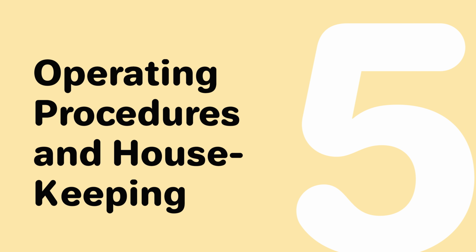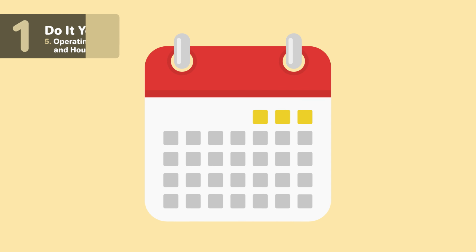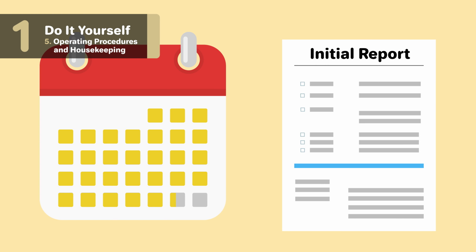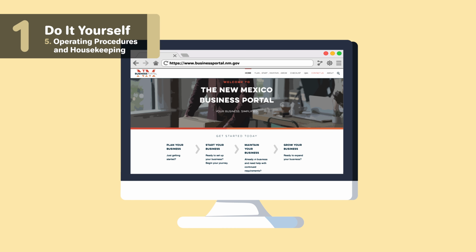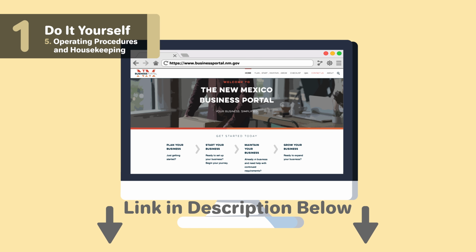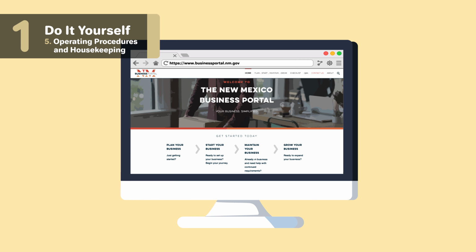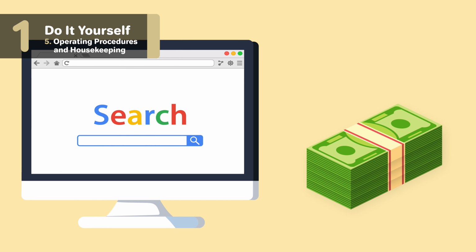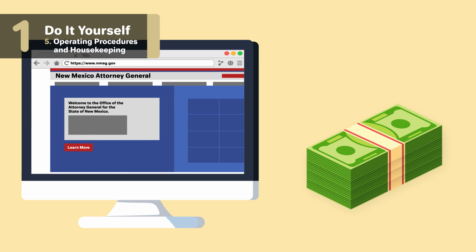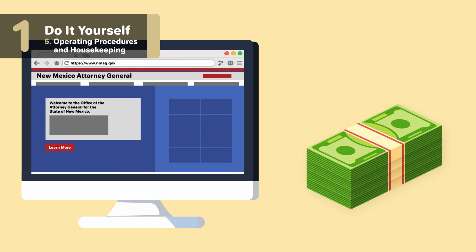5. Operating procedures and housekeeping. Within 30 days of incorporation, your organization must file an initial report with the Secretary of State. This can be completed online through the online business portal, which can be found in our links below. Before soliciting for funds and within 30 days of formation, you must register with the New Mexico Attorney General online.